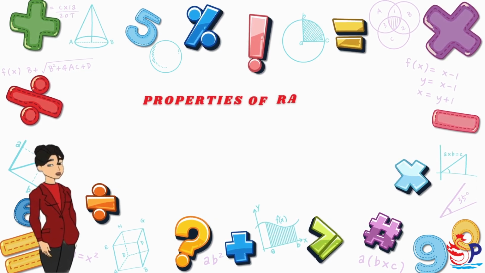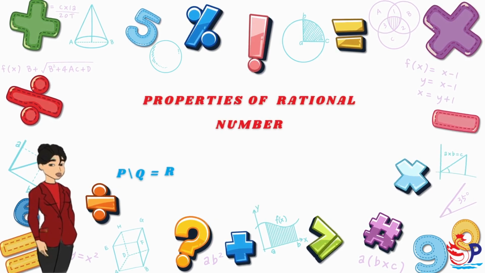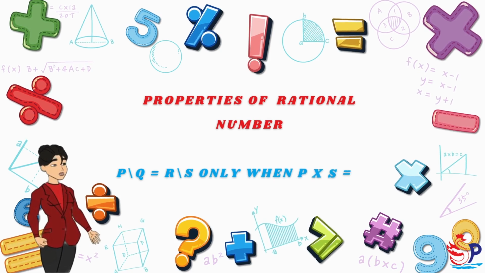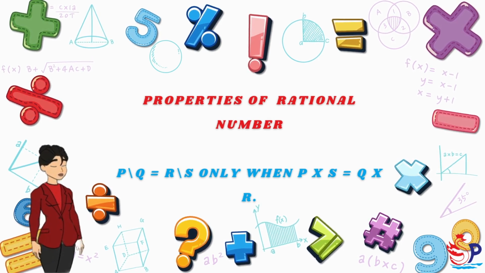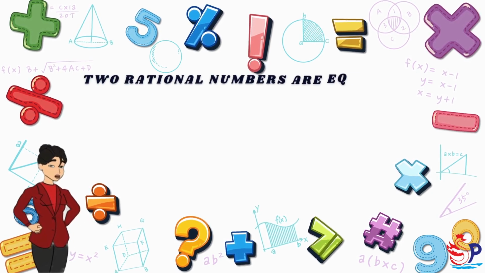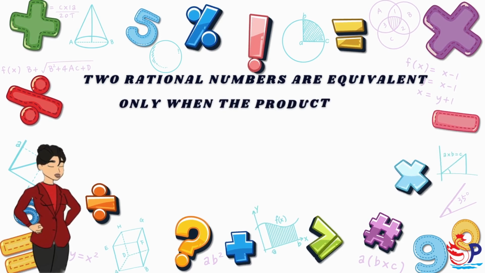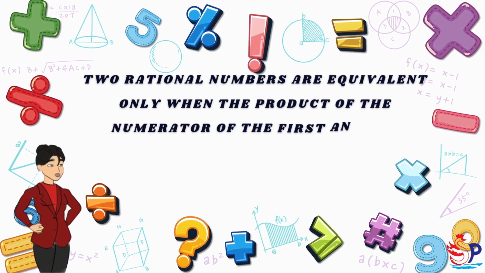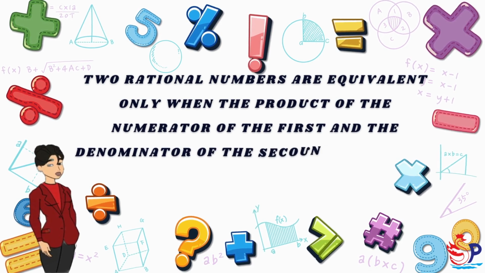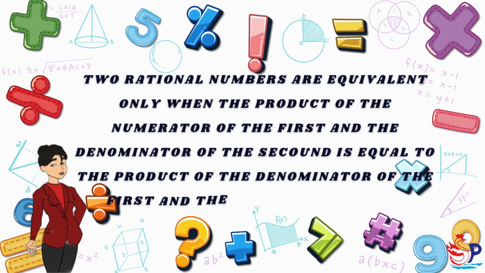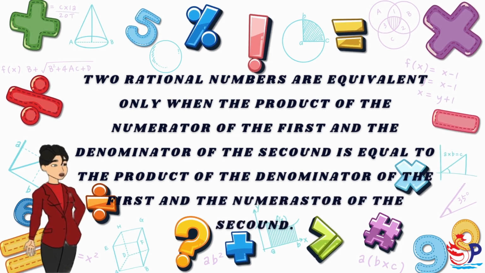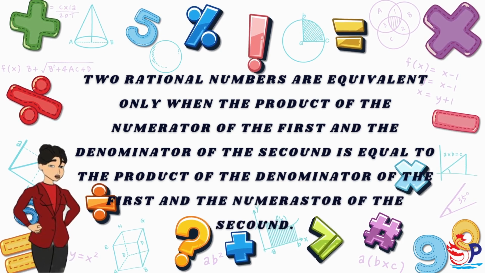Properties of rational numbers. Third, p by q is equal to r by s only when p multiplied by s is equal to q multiplied by r. Two rational numbers are equivalent only when the product of the numerator of the first and the denominator of the second is equal to the product of the denominator of the first and the numerator of the second.